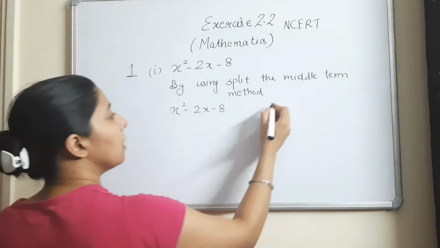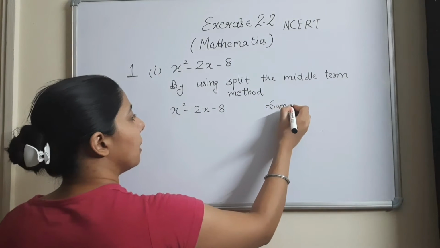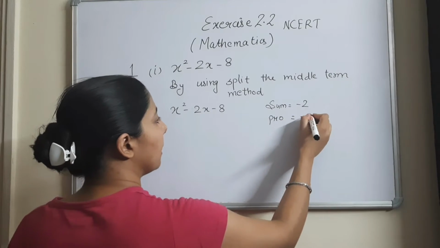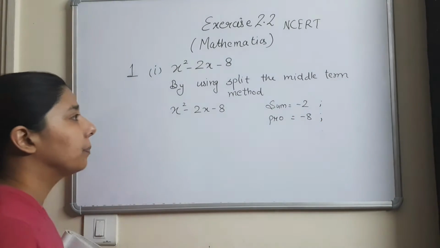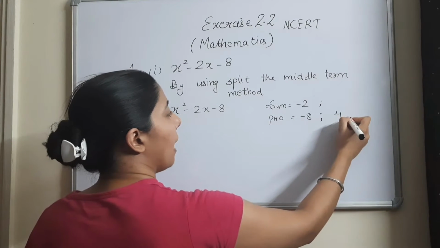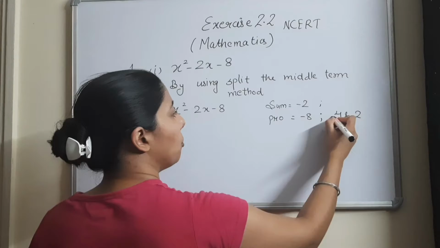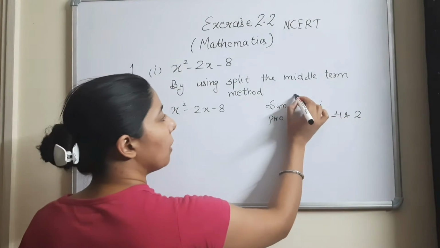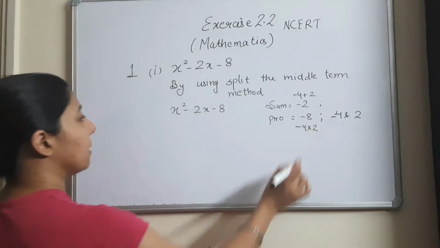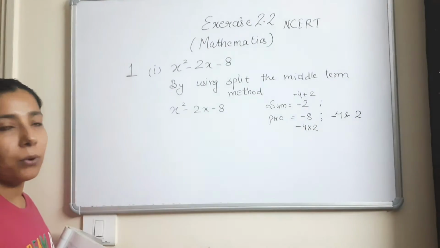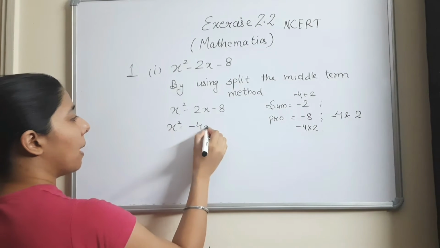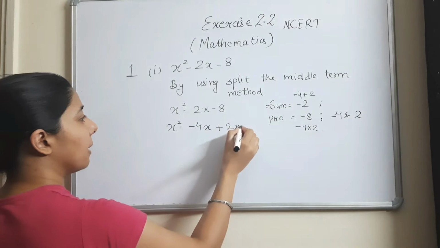Now think of the two terms in which sum will come out to be minus 2 and product will come out to be minus 8. Think of the terms, that is, yes, 4 and minus 4 and 2. Okay, because minus 4 plus 2 makes minus 2 and minus 4 into 2 makes minus 8. So your terms are minus 4 and 2. So write it as minus 4x plus 2x minus 8.